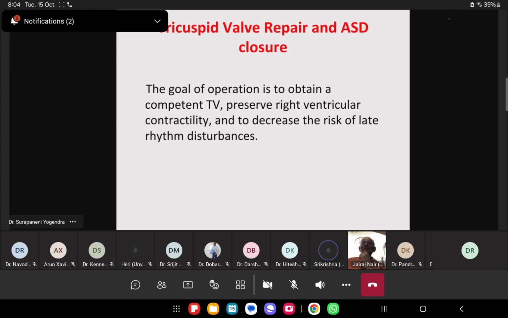Tricuspid valve repair and ASD closure. The goal of operation is to obtain a competent tricuspid valve, preserve right ventricular contractility, and decrease the risk of late rhythm disturbances.